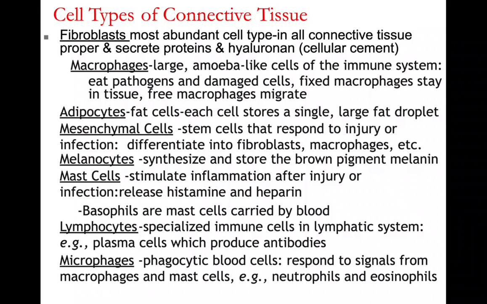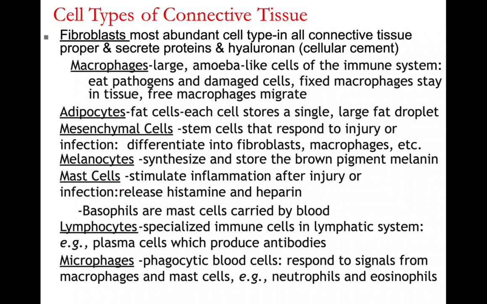Mast cells stimulate inflammation after injury or infection. They do this by releasing histamine and heparin. Basophils are one type of the mast cell, the ones that are carried by blood. Lymphocytes are specialized immune cells in the lymphatic system. One type is the plasma cell, which produces antibodies. You'll learn about several other ones later on.